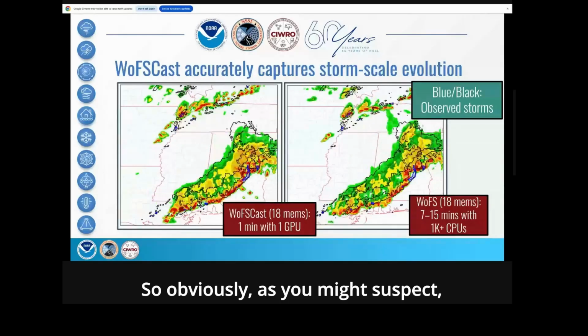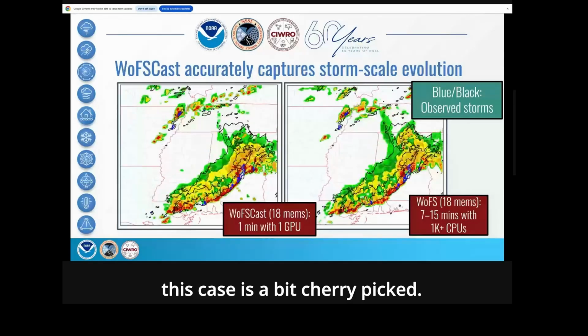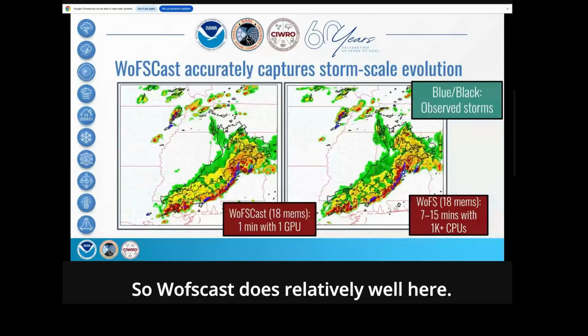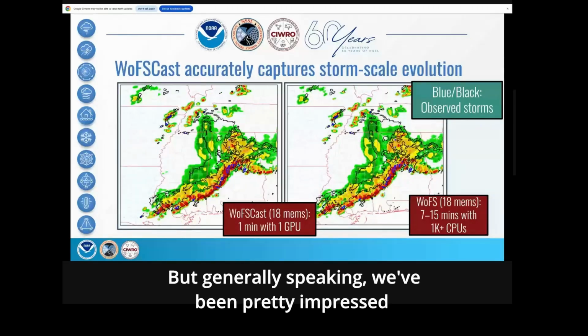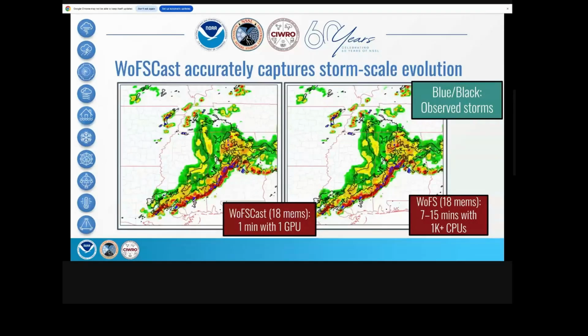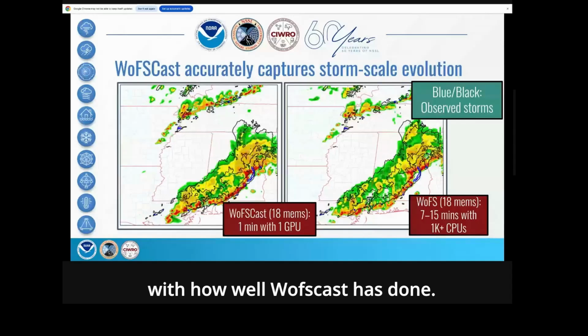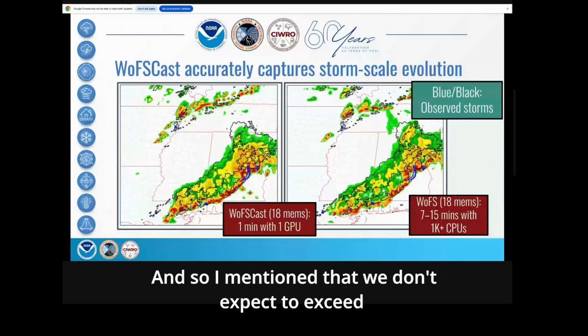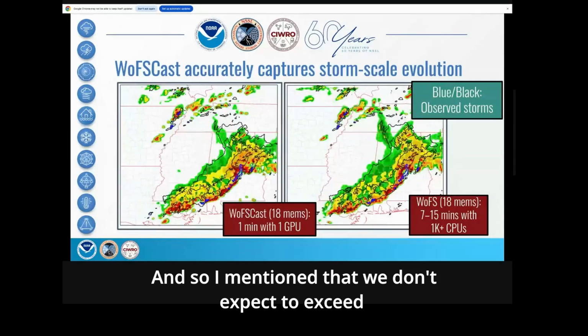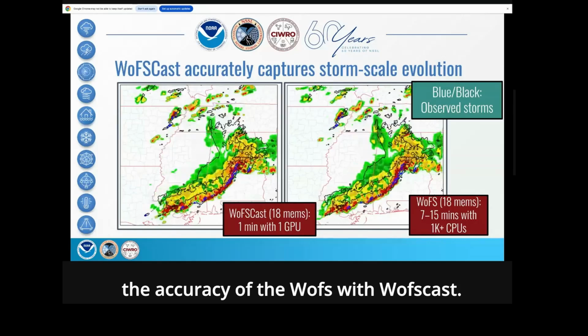Obviously, as you might suspect, this case is a bit cherry-picked. It's a strongly forced case, so WoFSCast does relatively well here. But generally speaking, we've been pretty impressed with how well WoFSCast has done. And I mentioned that we don't expect to exceed the accuracy of the WoFS with WoFSCast.